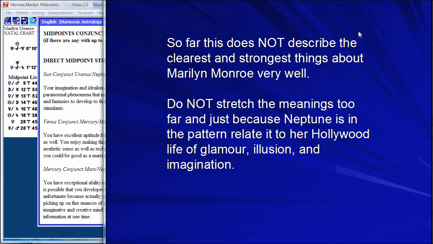So, what I mentioned here is that these midpoints seem to not describe the clearest and strongest things about Marilyn Monroe very well. And we do not want to stretch the meanings too far. We don't want to say, oh, well, Neptune is glamour, and it's Hollywood, it's illusion, it's imagination, therefore it does describe her. I don't do that. What I do is I stick to what the interpretations should mean. And this really means that she should be literary, because that's the interpretations that we have based on years of study, and it should work.